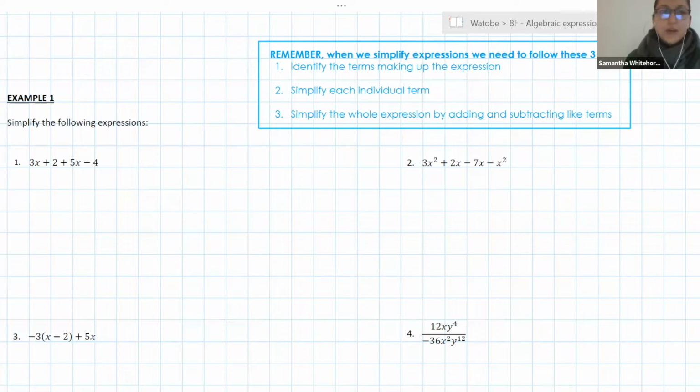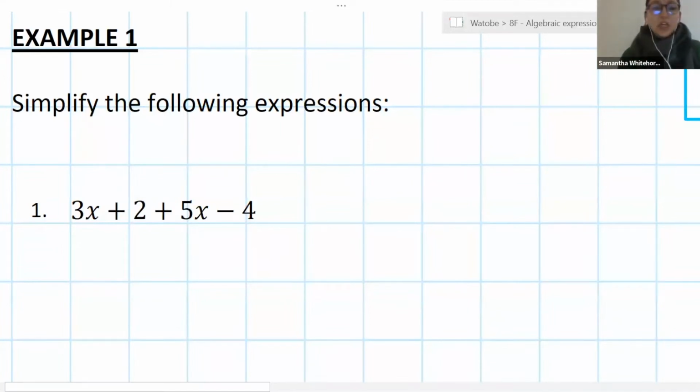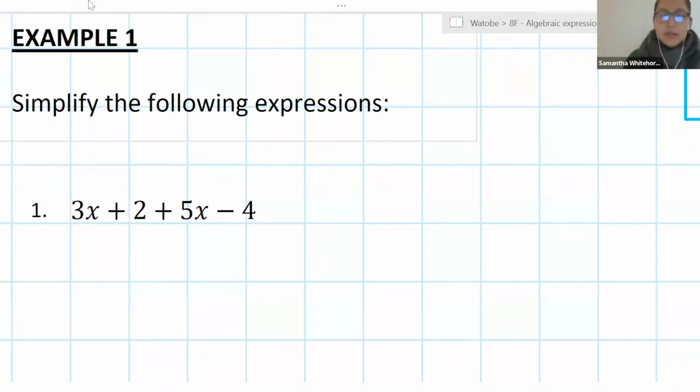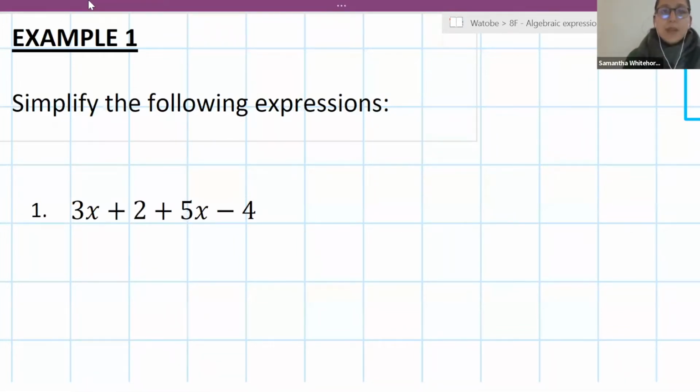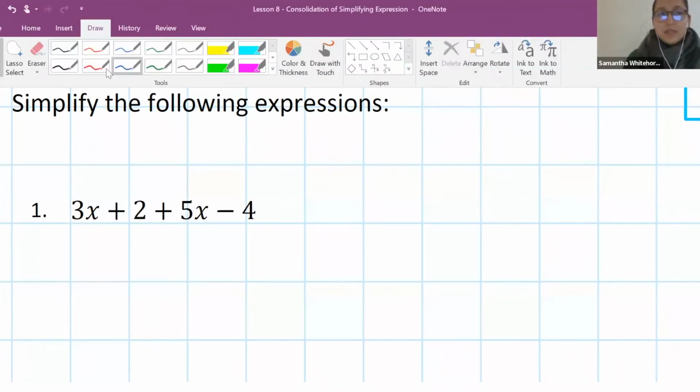Alrighty, so we're going to start with question 1, and we're going to simplify. So the first step is to identify your terms. Now, if you don't do it like this, that's not the end of the world. It's absolutely fine. I just find it easier to make sure that we remember to simplify everything that we simplify.